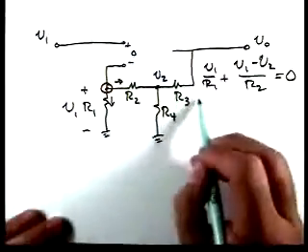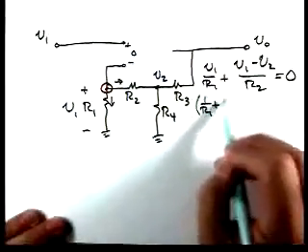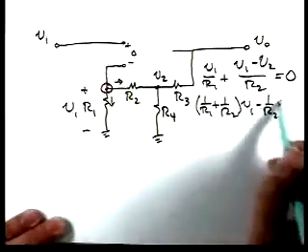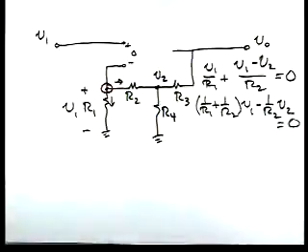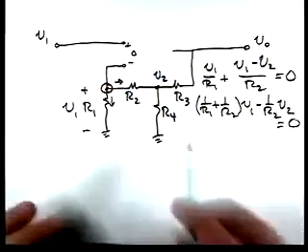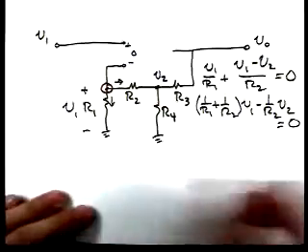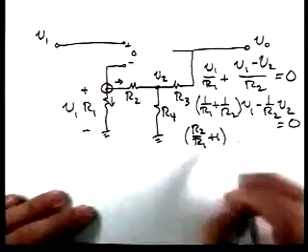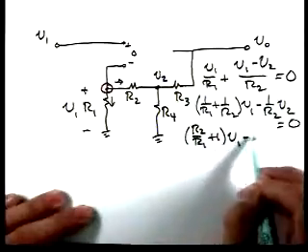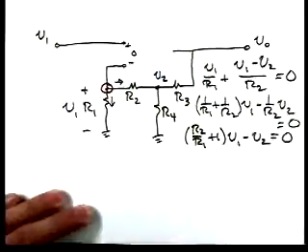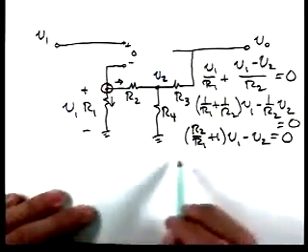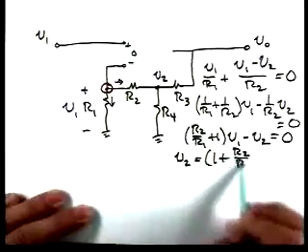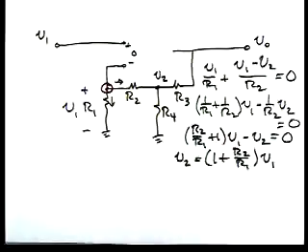So now if we collect terms, we'll have 1 over R1 plus 1 over R2 times V1 minus 1 over R2 times V2 equal to 0. Multiplying through by R2, we'll have R2 over R1 plus 1 times V1 minus V2 equal to 0. And then if we solve this for V2, we'll have V2 is 1 plus R2 over R1 times V1.